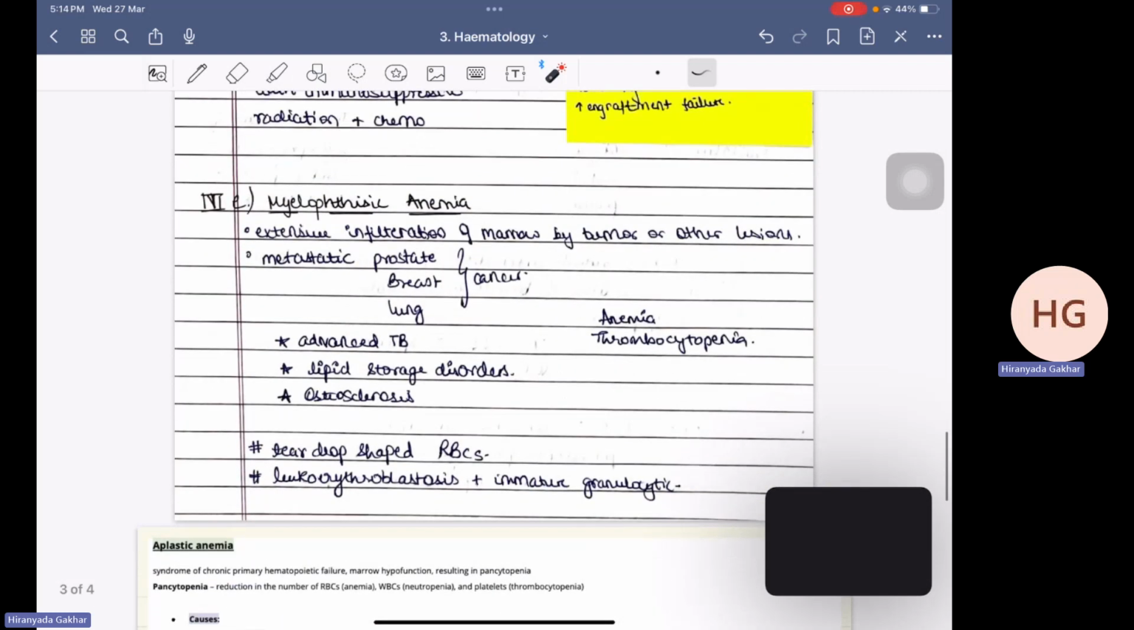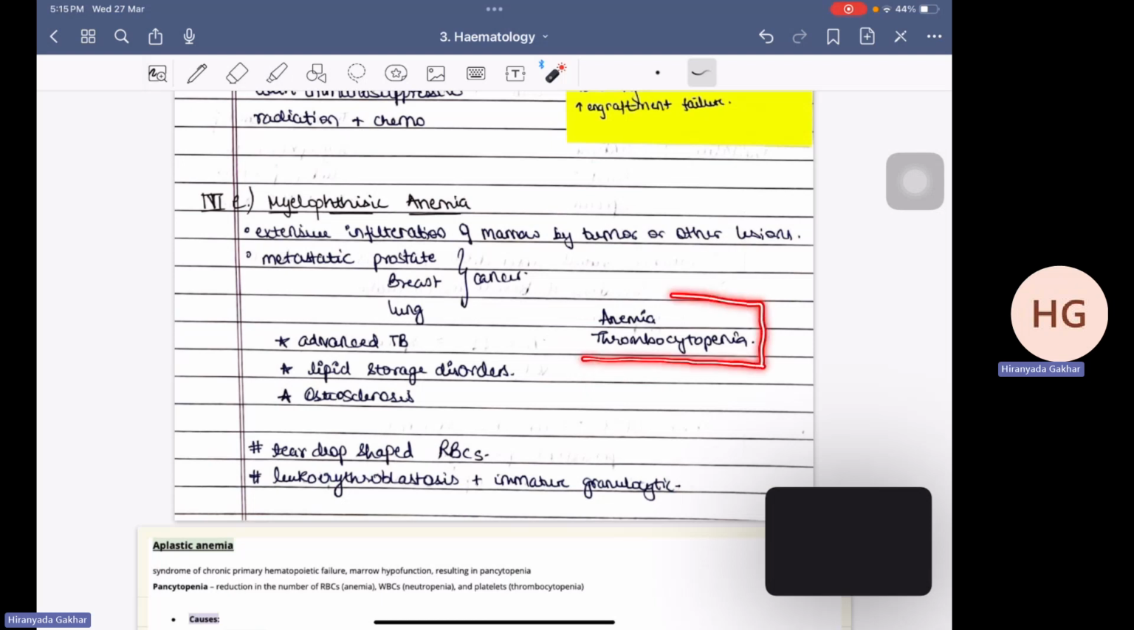So before I end, I would like to mention something called the myelophthisic anemia or the myelophthisic syndrome. Now, myelophthisic syndrome is extensive infiltration of the marrow by tumor or other lesions. This is usually seen in cases of metastatic prostate cancer, metastatic breast cancer, and metastatic lung cancer. It is also seen with certain lipid storage disorders, in cases of advanced tuberculosis and osteosclerosis. The patient here also presents with pancytopenia because there is destruction of the hematopoietic progenitor cells.